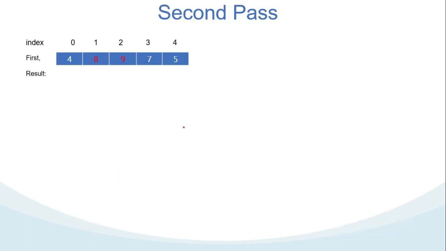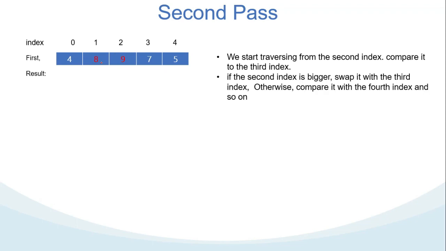Now we continue to the second pass, or the second iteration. In the second pass, we always start reading from the second index. And then we compare it to the third index. If the second index is bigger, then we swap the position with the third index. Otherwise, we compare it with the fourth index, and the result is as follows.